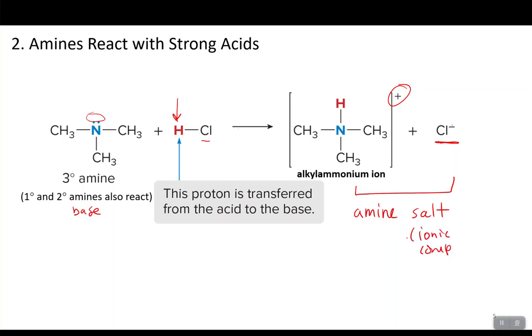So just like we did with carboxylic acids, where we can add some base in order to increase its solubility in water, we can do the same thing with amines. We can add acid in order to create this ammonium ion, or in this case, an alkyl ammonium ion, so that when it interacts with that Cl- anion, you have basically formed an amine salt, which is very, very soluble in water.